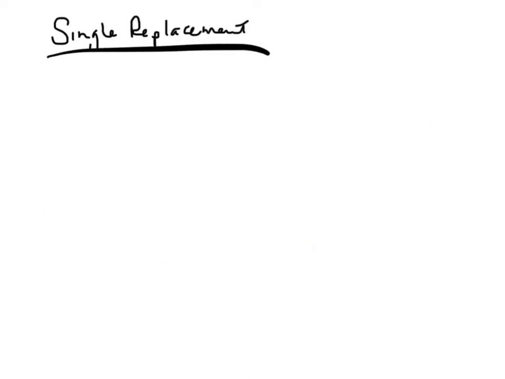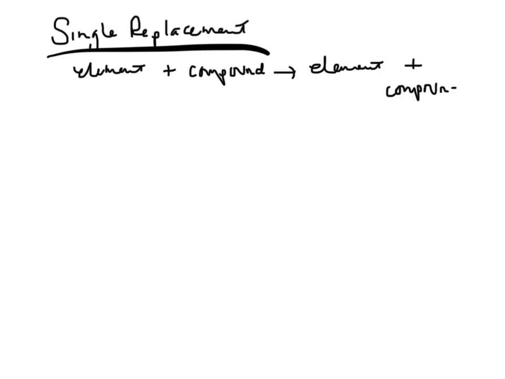The final reaction type for today is single replacement, in which an element reacts with a compound, forming a different element and a different compound. Good example is one that you've probably seen in class, where zinc metal reacts with hydrochloric acid to form hydrogen gas and zinc chloride.